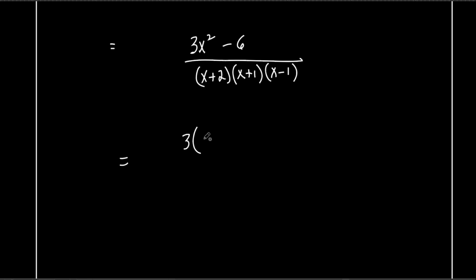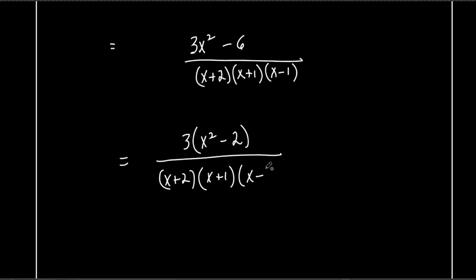So if I factor out a 3 from this, I get x squared minus 2, and then the bottom is x plus 2, x plus 1, and then x minus 1. Does this x squared minus 2 cancel with anything down here? No, it doesn't. Can you factor x squared minus 2? It almost looks like a difference of two squares, doesn't it? But it's not, because you can't square something to get 2.